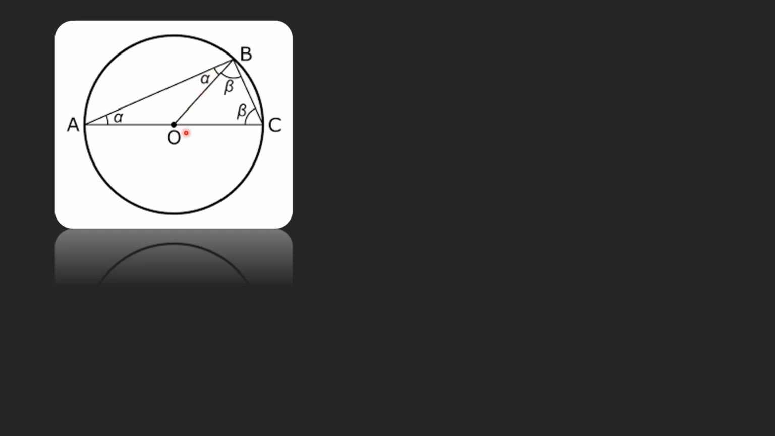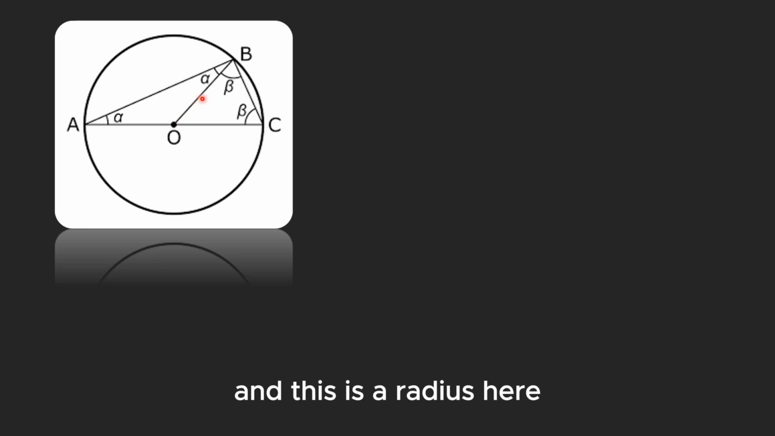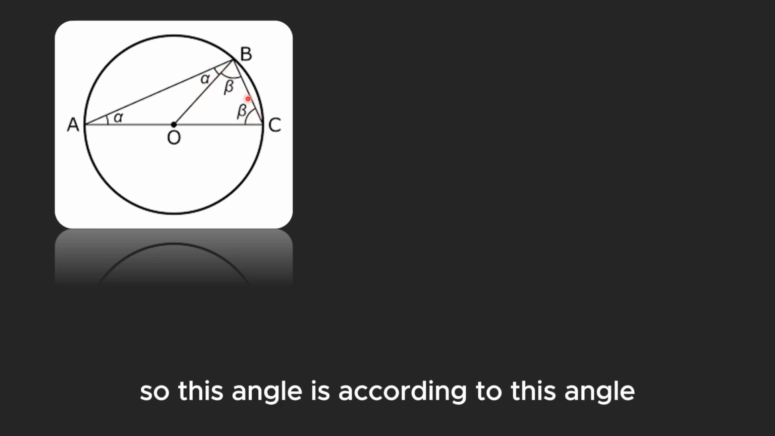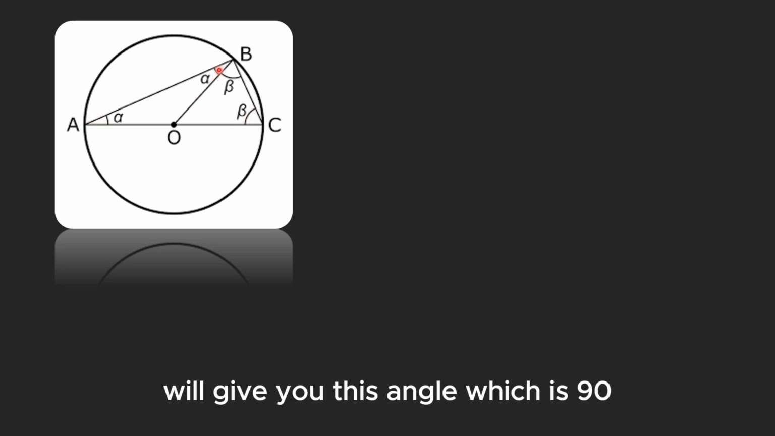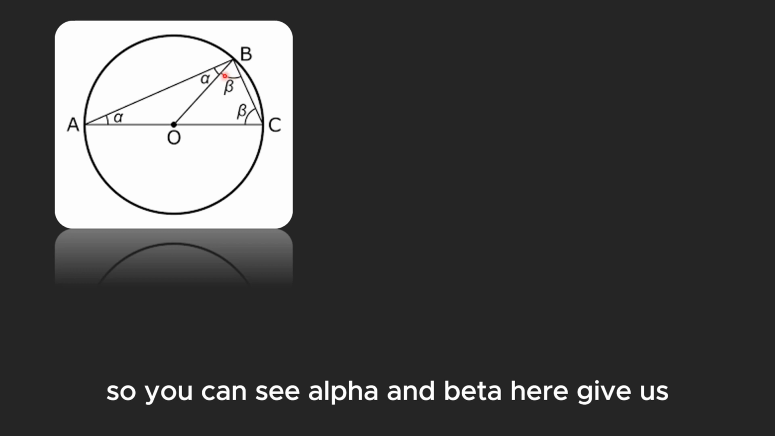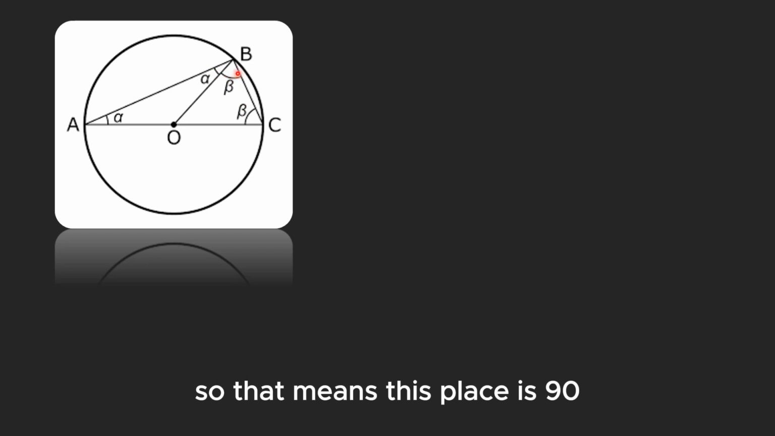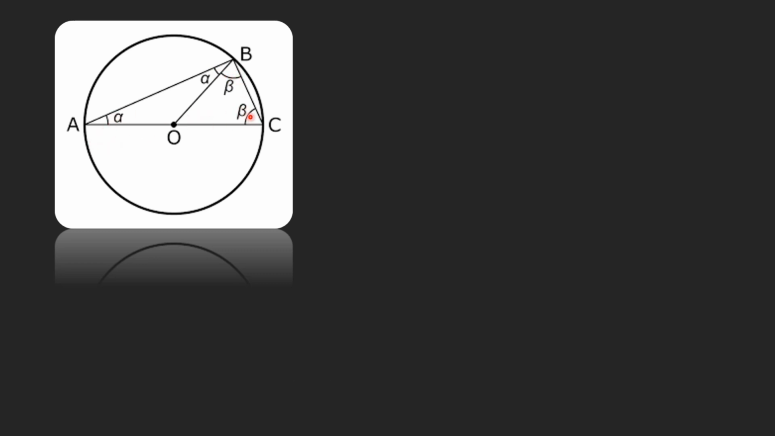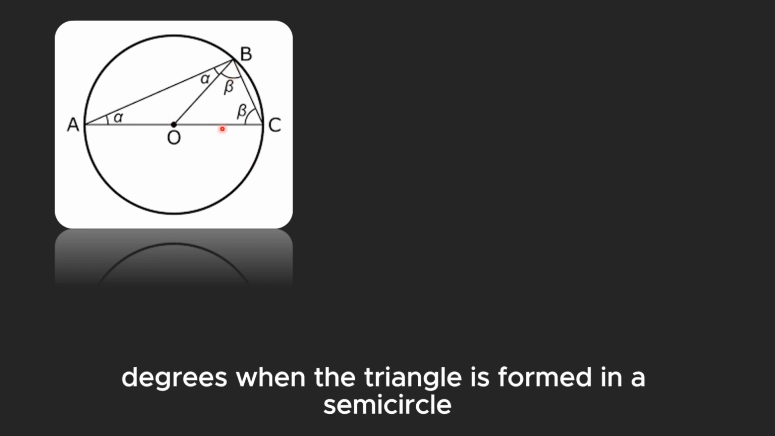Then if you look at this other side too, it has also formed an isosceles triangle, because this is a radius and this is a radius here. So this angle is equal to this angle. So that means this angle and this angle will give you this angle, which is 90. So you can see alpha and beta here give us the full angle. So that means this place is 90, these other ones share the remaining 90. So that's another proof that the angle formed at the circumference is 90 degrees when a triangle is formed in a semicircle.